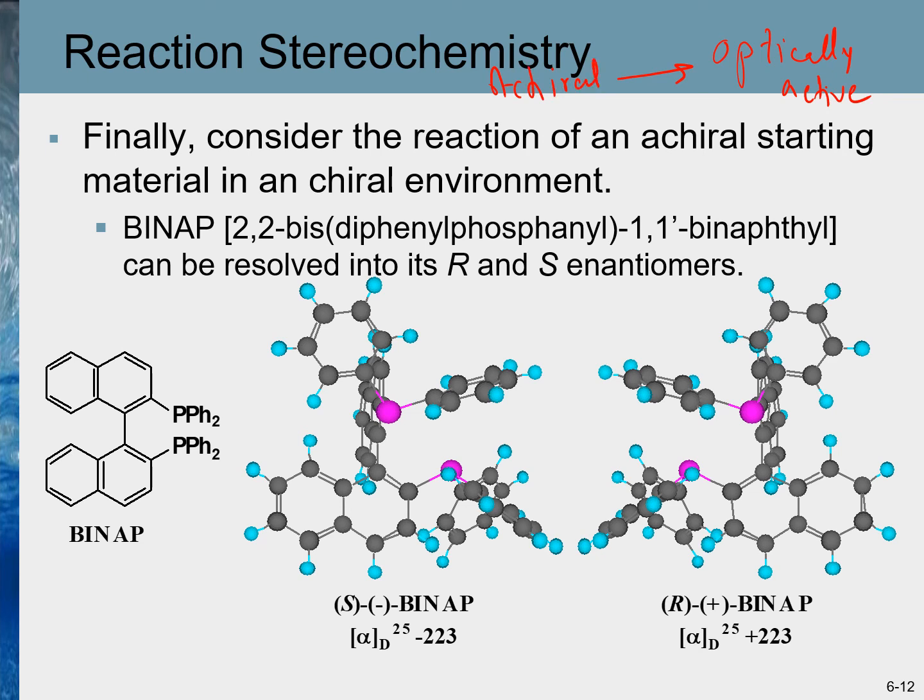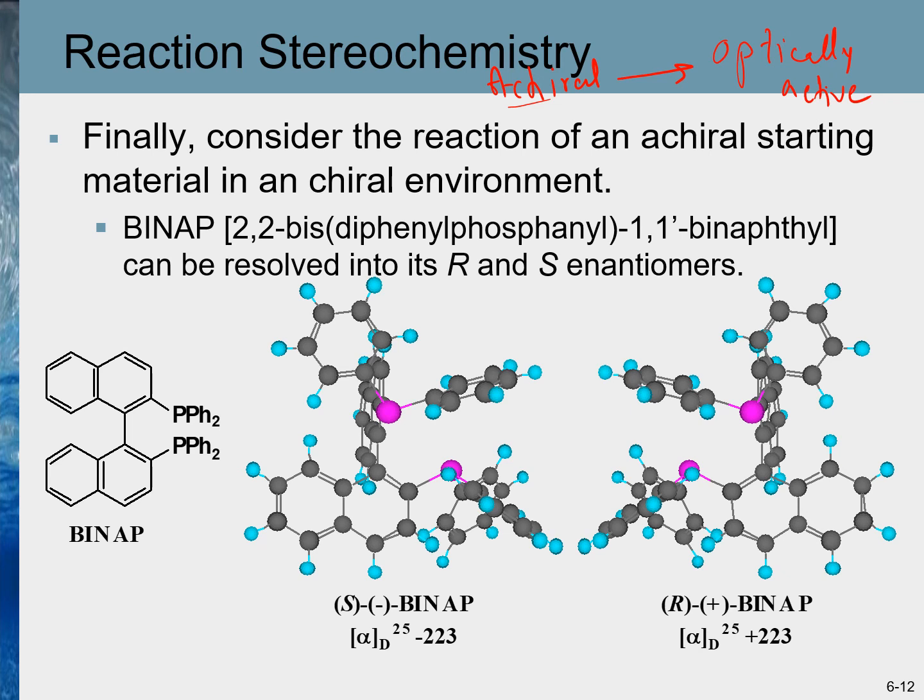So this is quite opposite to what we just stated in the previous two slides. We stated that achiral starting material can never produce an optically active product. But this is a new technique. In this technique, the reaction is carried out in such a way that the environment in which the reaction is done is chiral. So what's the meaning of chiral environment?